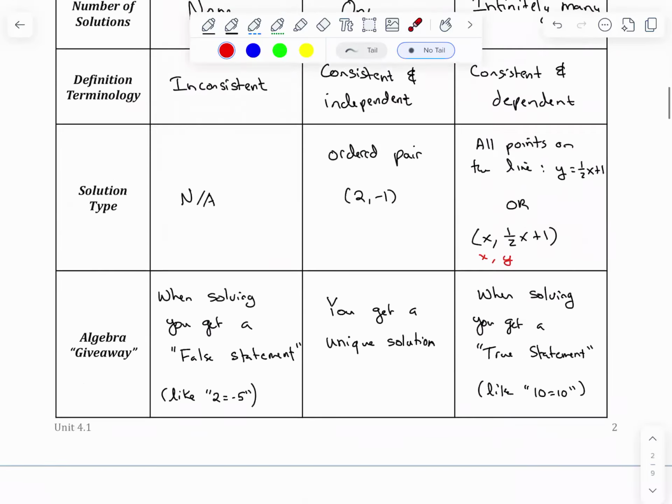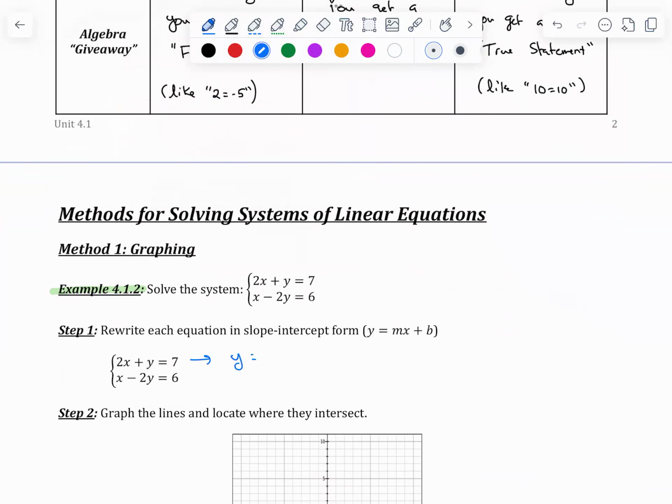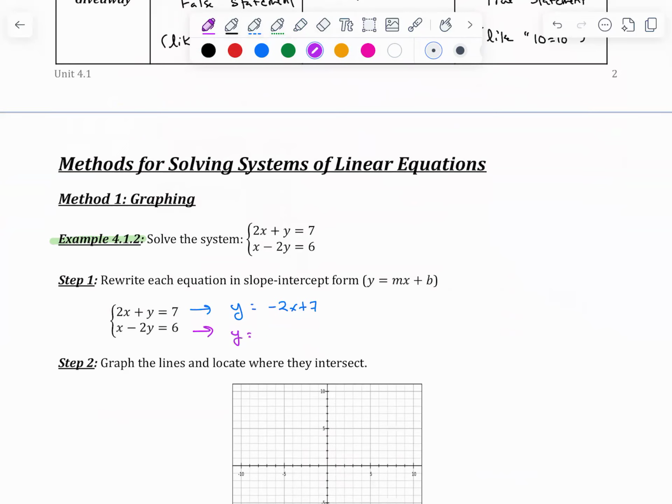First and foremost, we're going to rewrite each equation in slope-intercept form so that we know how to graph it easily. So for the first one, all you would need to do is subtract 2x from both sides and get y is equal to -2x plus 7. And then for the second one, you'd need to subtract x and then divide by -2, and you'll get y is equal to 1/2 x minus 3. Because you'll divide the negative x by -2, that'll give you 1/2 x, and you'll divide the 6 by -2, which is where I get the -3.